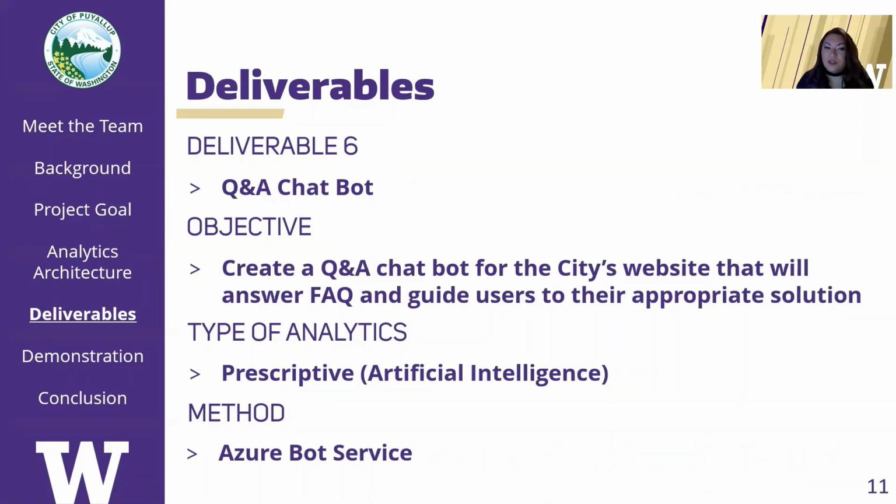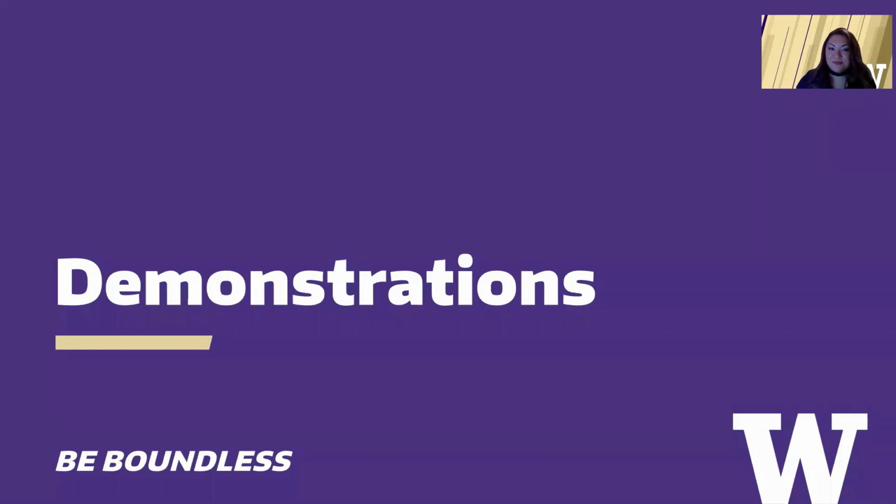Our final deliverable was creating a Q&A chatbot. Our objective here was to create a Q&A chatbot for the city's website that will answer frequently asked questions and guide users to their appropriate solution. This falls under prescriptive analytics or artificial intelligence. We used Azure Bot Service.